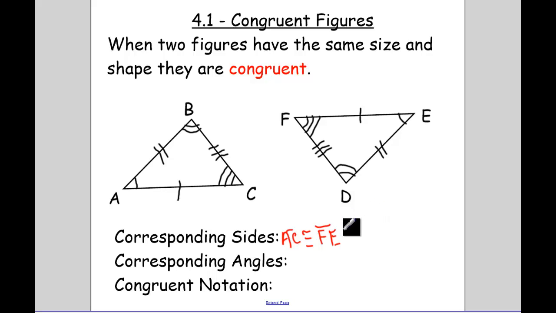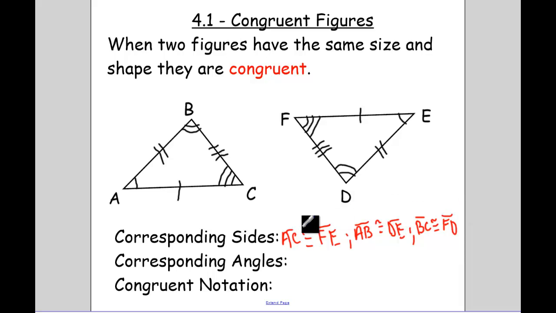And similarly, side AB, since that is marked with two hash marks, is congruent to DE. And similarly, the corresponding side BC is going to be congruent to FD. So those are our corresponding sides.